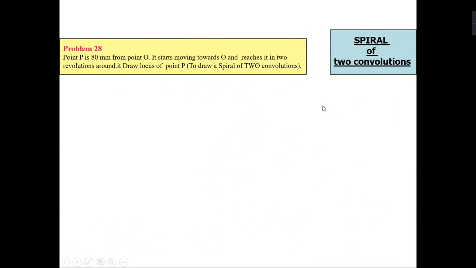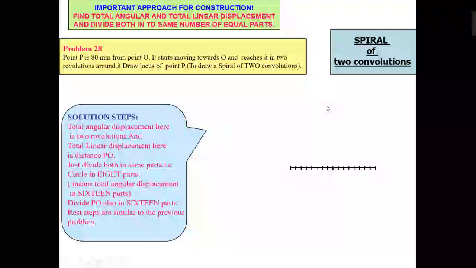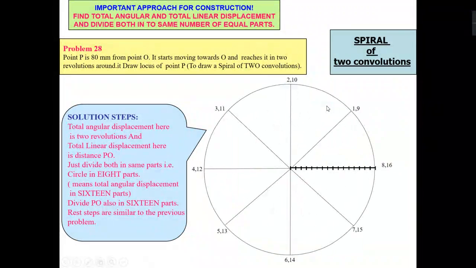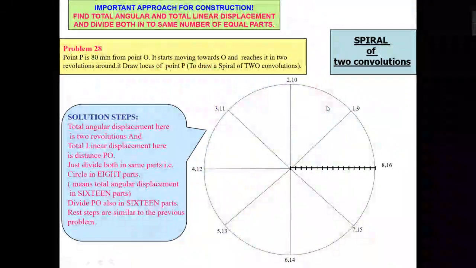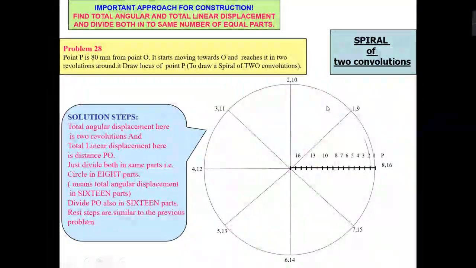So in the next question there are 2 convolutions. Now your point is 80 mm away from O and it starts moving toward O, reaching it in 2 revolutions around it. Draw the locus of point P. So first I will draw point P and point O 80 mm apart, and I will divide the line PO into 16 equal parts. If I am dividing the circle into 8 equal parts, then I have to divide the PO line into 16 equal parts, and the procedure is the same.